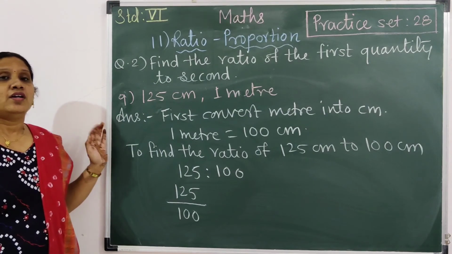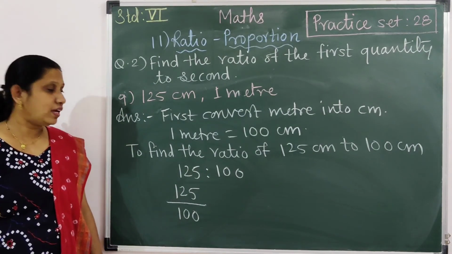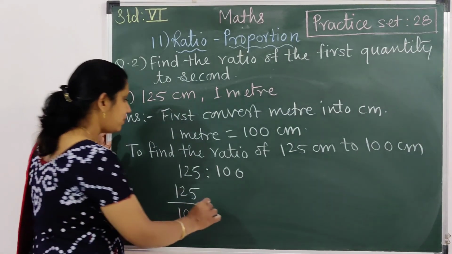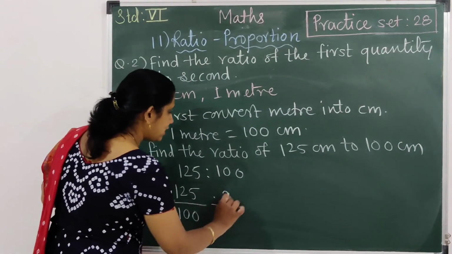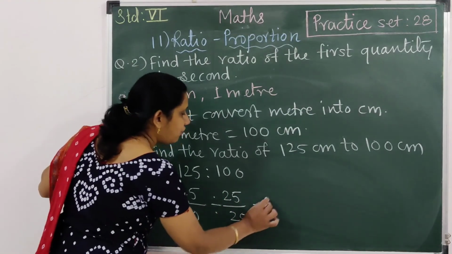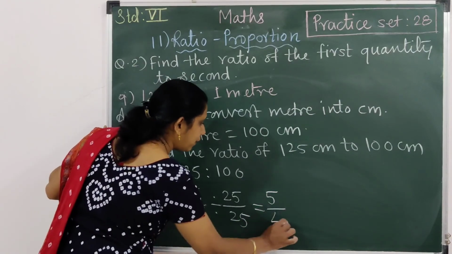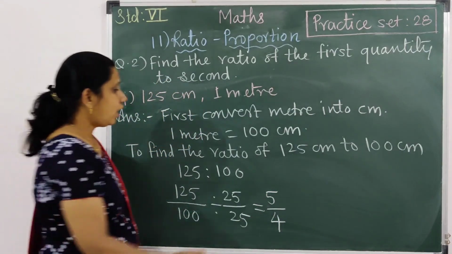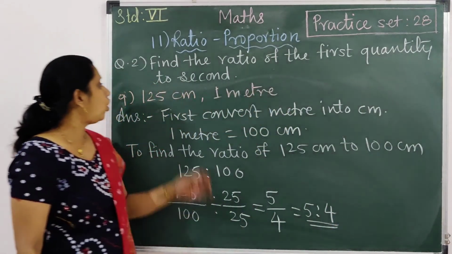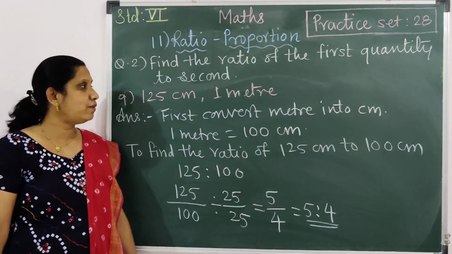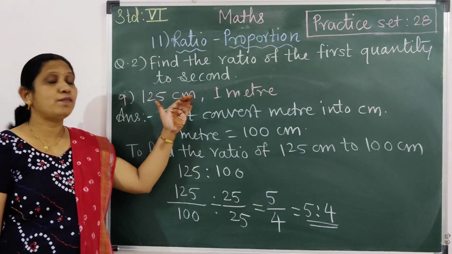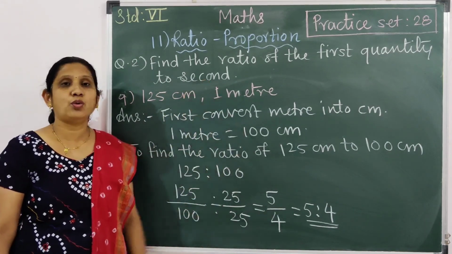Children, you know the table of 25 very well. So both the numbers in the numerator as well as in the denominator are divisible by 25. So let us divide 25 upon 25. Now 25 5s are 125, 25 4s are 100. So our answer is 5:4. So the ratio of 125 centimeter to 1 meter is 5:4. Hope so children, you all must have understood this question number 2 very well.